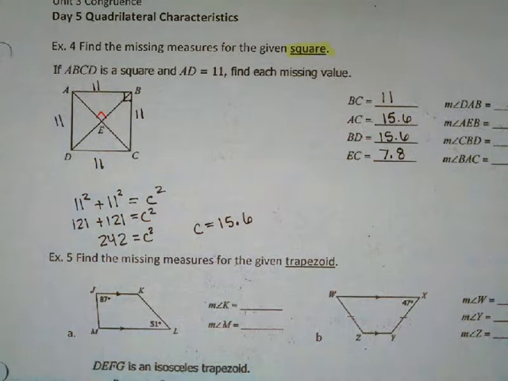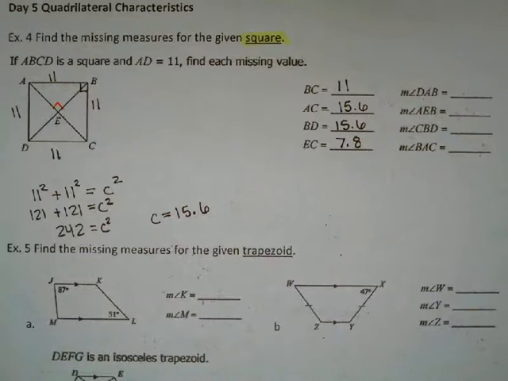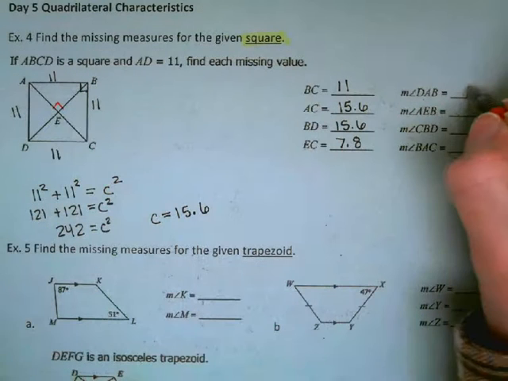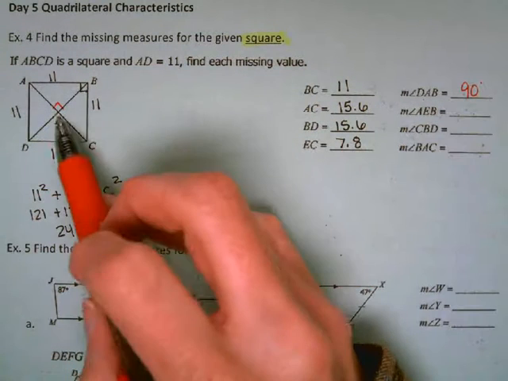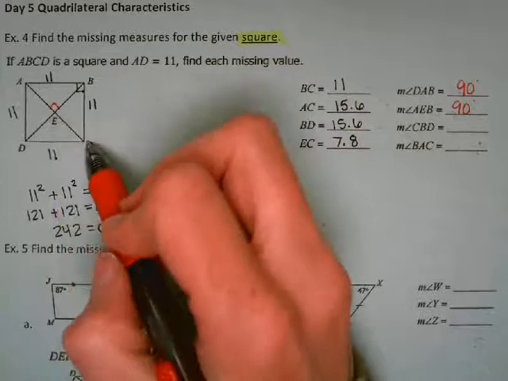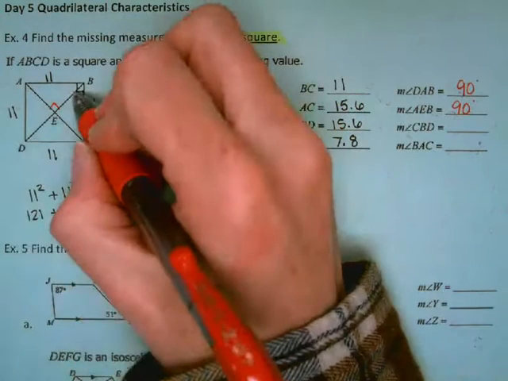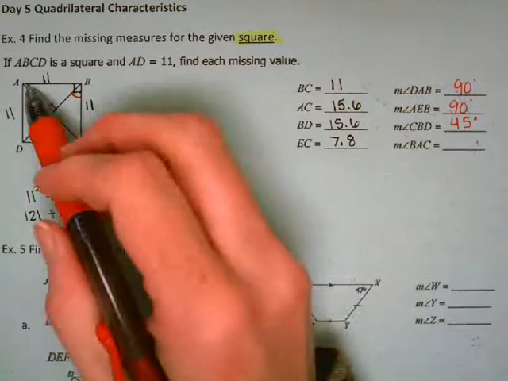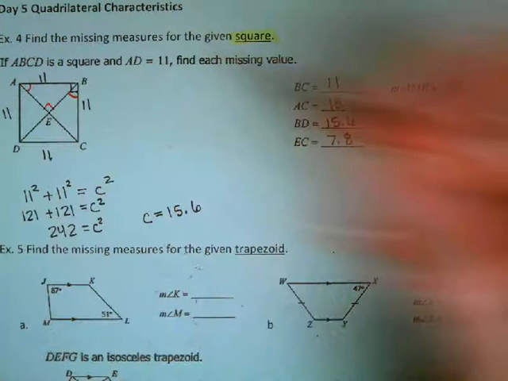Let's look at angles. Angles in squares are my favorite because they're basically going to be either 90 or 45, since every corner is 90, the diagonals are perpendicular, and the angles are bisected. So you just have to know half of 90 is 45. DAB is a corner, so we know that one's 90. AEB is at the center, so that one's 90. CBD is half of an angle, so that's 45. And BAC, again, is half of an angle, so that's 45.